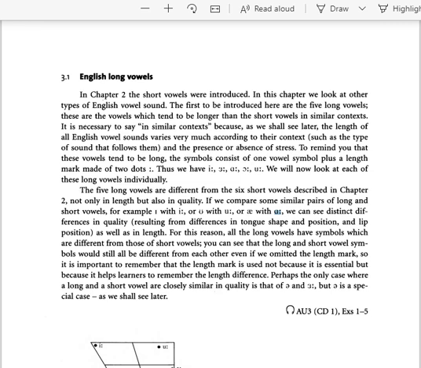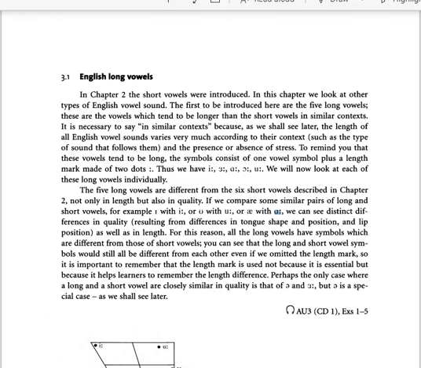You can see that the long and short vowel symbols would still all be different from each other, even if we omitted the length mark. So it is important to remember that the length mark is used not because it is essential, but because it helps learners to remember the length difference. Perhaps the only case where a long and a short vowel are closely similar in quality is that of A and A, but A is a special case, as we shall see later.